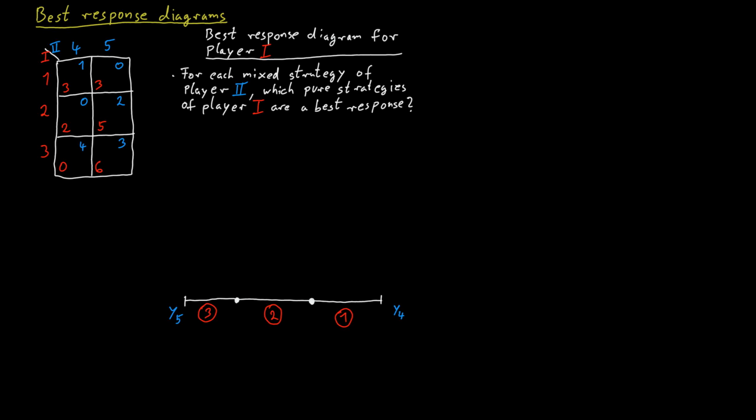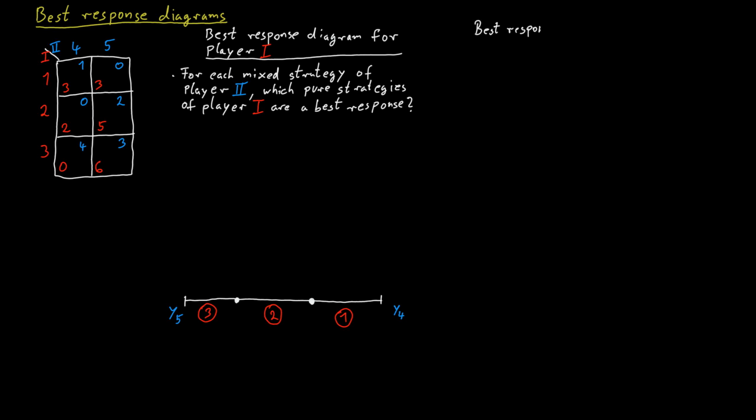It tells us for each mixed strategy of player 2 what the best response of player 1 is. And there's one particular thing I want to note here, that there are certain points on this line where there are actually 2 strategies that are best responses. And those are the points where these labels touch. So right in between 3 and 2, there's a point there. And that's the point where strategy 3 and strategy 2 are both best responses because they give the same expected payoff. Okay, this was for player 1.